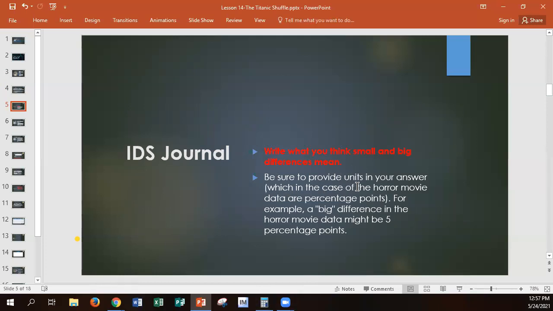Be sure to provide units in your answer, which in the case of the horror movie data, we were talking about percent points, the difference in the percents. For example, a big difference in the horror movie data might be 5 percent points. A small difference might be like 1 percent point or 0.0 something percent point. So 2 minutes to write in your explanations for what you think small and big differences mean in your journal.